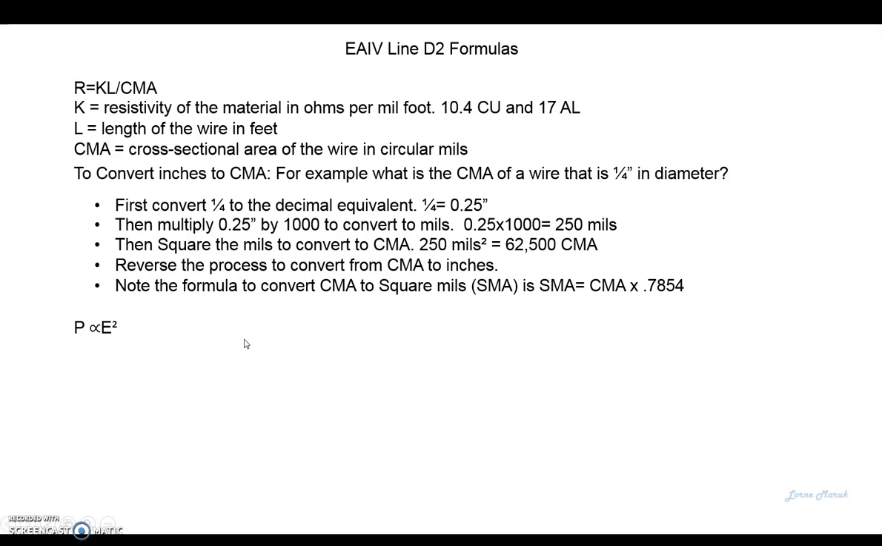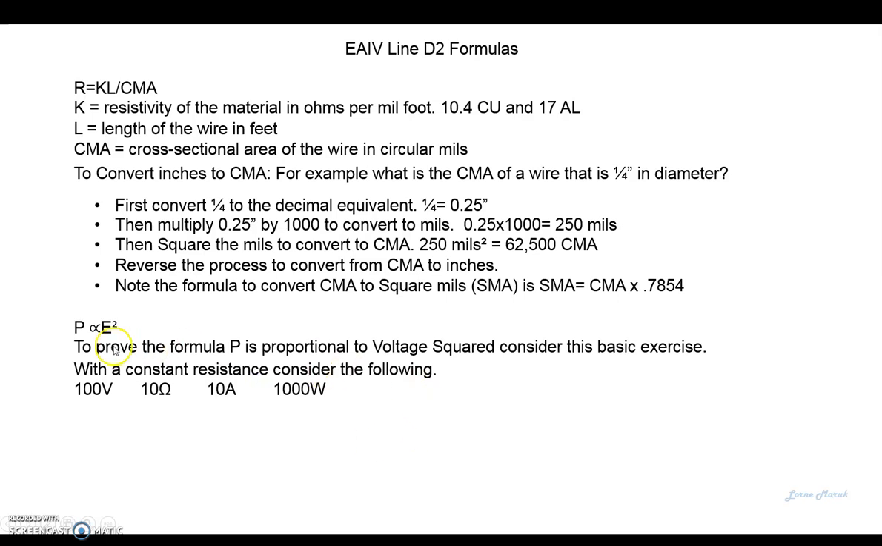Another formula they'll show in the book is P is proportional to E squared. Now you might recall from the other formulas that we see from the Ohm's law exercise that P is equal to E squared over R. And the reason this works is in most cases the R, or the resistance, is a constant. We can prove this with a simple exercise. For example, if we had 100 volts at 10 ohms, we would use Ohm's law to solve for the current of 10 amps, and of course voltage times current gives us power.